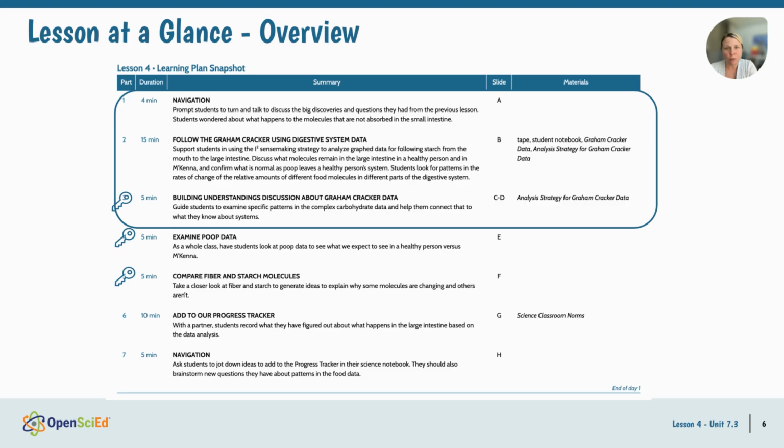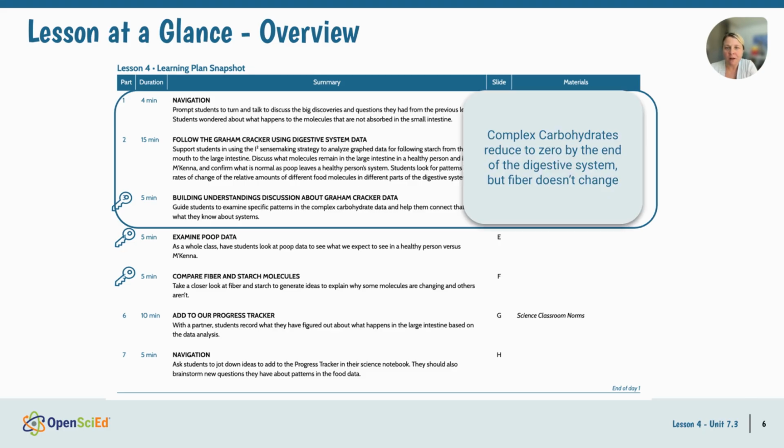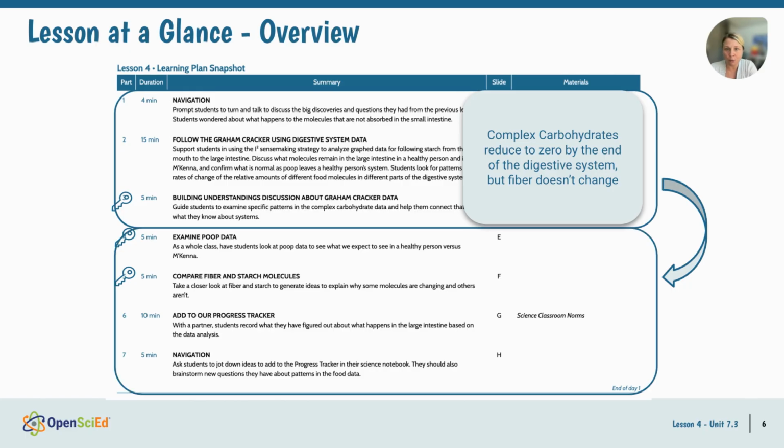We then have a whole group discussion where we figure out that complex carbohydrates reduce to 0 by the end of the digestive system in a healthy person, but McKenna, however, has remaining complex carbohydrates in her large intestine. We also notice that fiber never seems to change in a healthy person or McKenna, and this leaves us wondering what happens to the fiber. This moves us into our second chunk where we analyze some poop data.